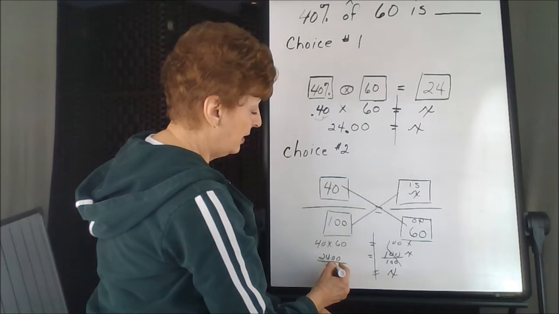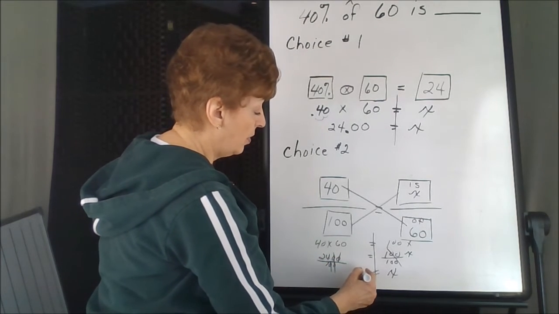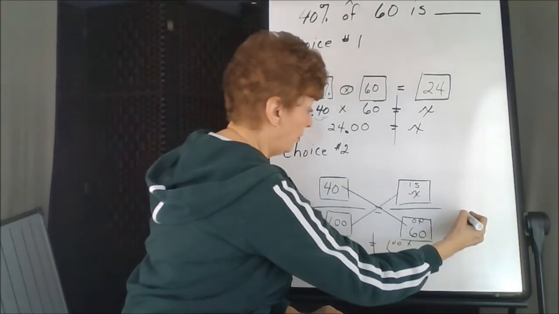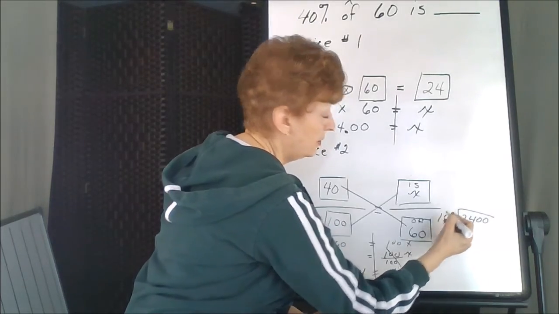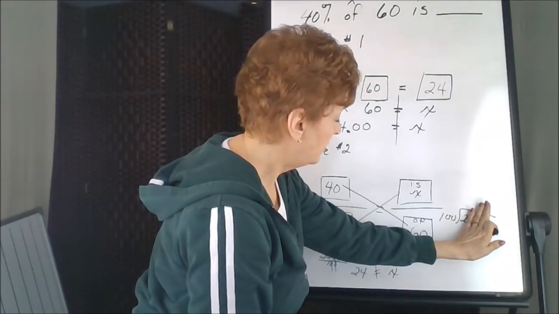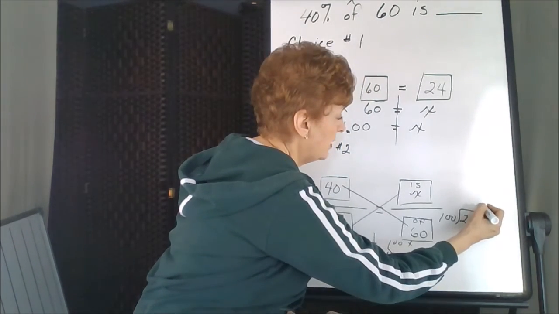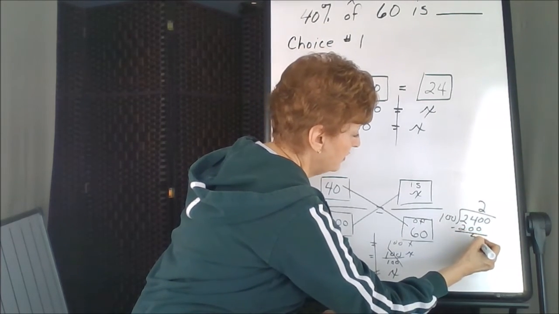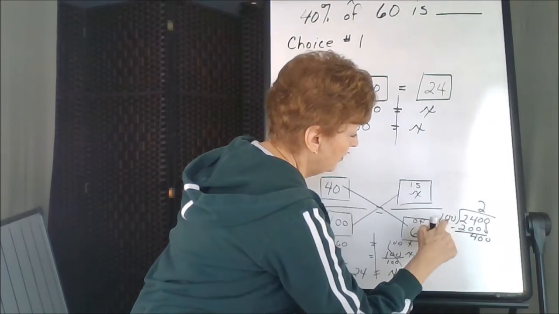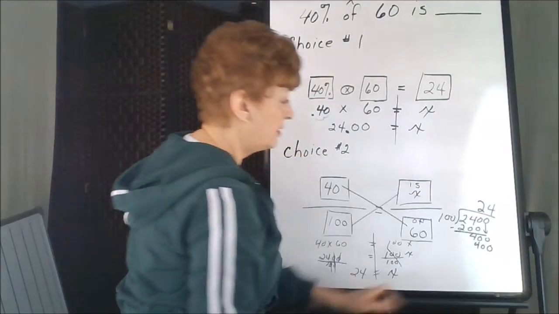We can eliminate our 0 on the top, 0 on the bottom, a 0 on the top, a 0 on the bottom, and we get 24. If I did it the long way, it would be 2400 divided by 100. 100 doesn't go into 2. 24 is too small. 240 goes in twice. We'll subtract. 100 goes into 400 4 times. So that's our 24.